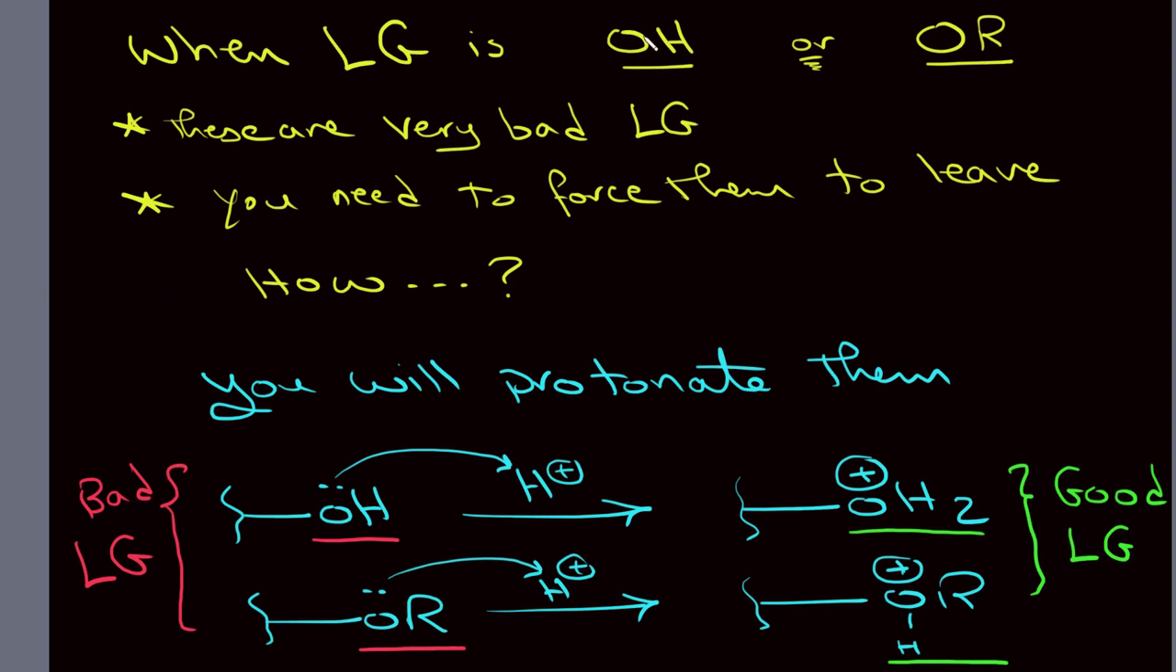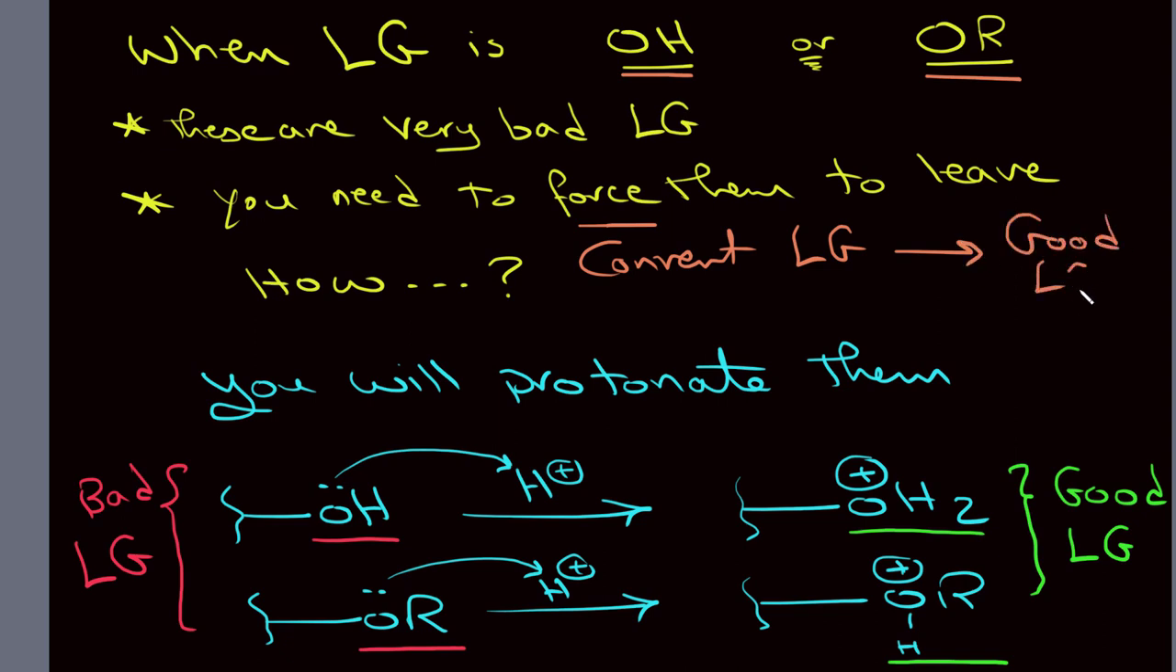we can end up with a leaving group like an OH or OR. What would you do in that case? These are very bad leaving groups under normal conditions. So far, that's what you have learned: OH and OR are bad leaving groups. What you need to do is force the leaving group to leave. You have to convert the bad leaving group into a good leaving group.